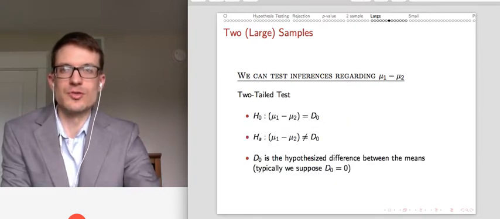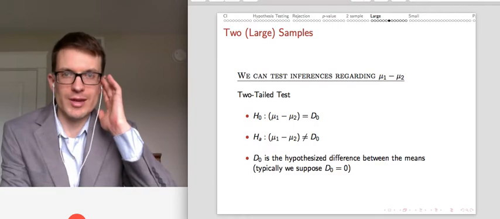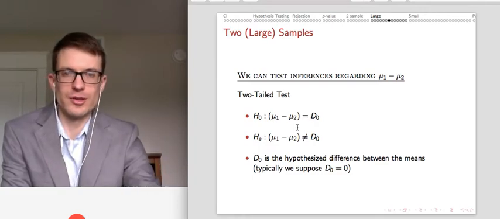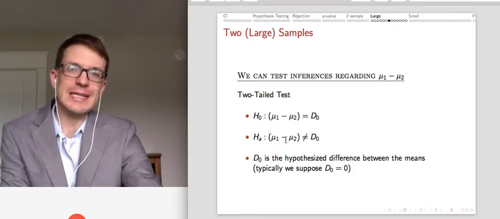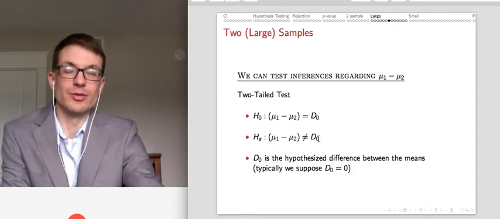Well, here's the two-tailed test. It looks just the same, but with the analogous adaptation to the hypotheses, right? So here we're testing that the difference is equal to some d naught against the alternative that it's not equal to d naught.